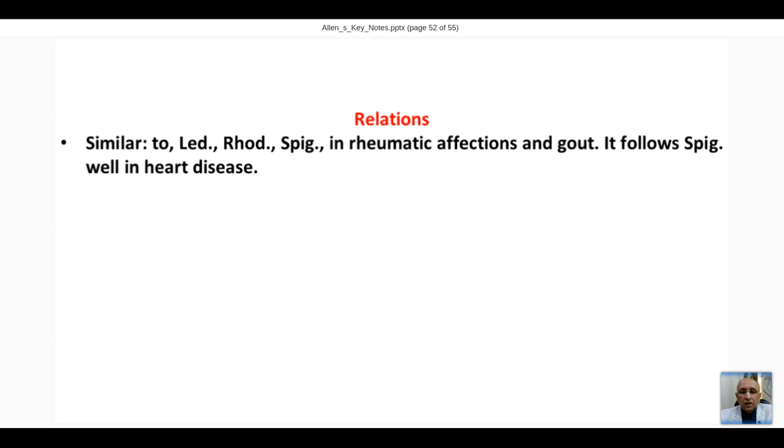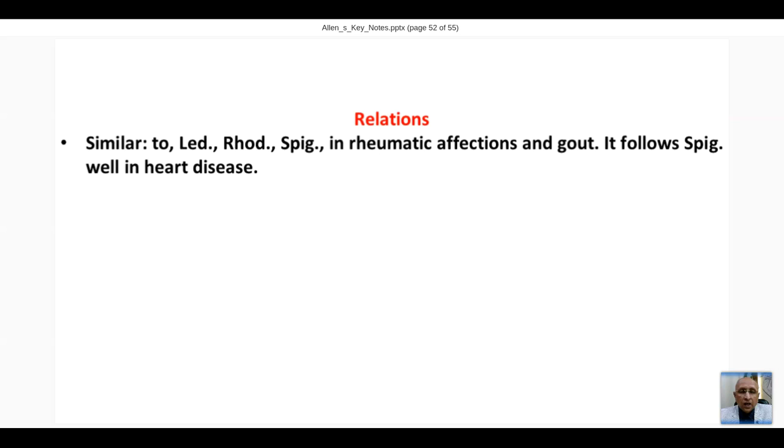The relationship of Kalmia is mentioned as similar to Ledum, Rhododendron, Spigelia in rheumatic affections and gout, and it follows Spigelia well in heart disease. Here, Lithium carb was not there in Allen's, and that's why that comparison is not mentioned, but Lithium carb is definitely there. So you have learned a lot regarding the cases. There are only a few hints, and one should not forget the hints.